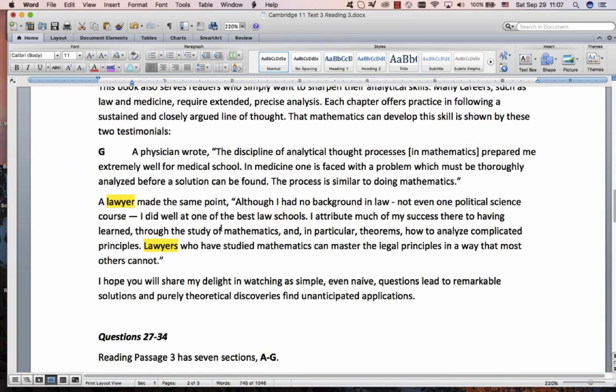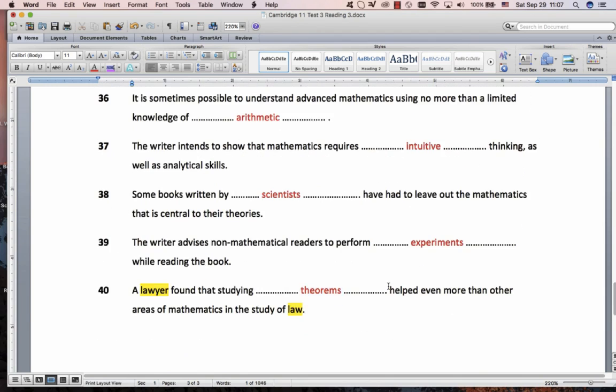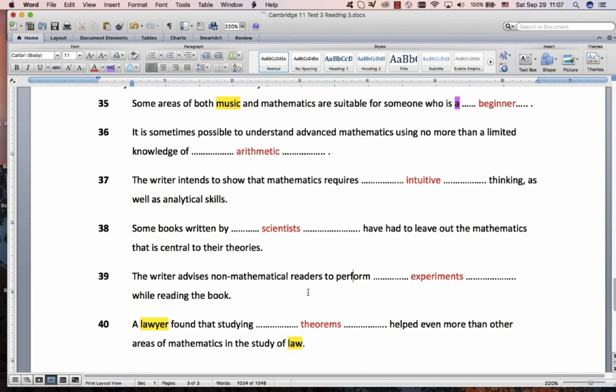The principles, he didn't compare the principles to other areas of mathematics. He compared the theorems to the other areas of mathematics, and that's why you must choose that one. Alright, so that wasn't too bad. You can get quite a few there.